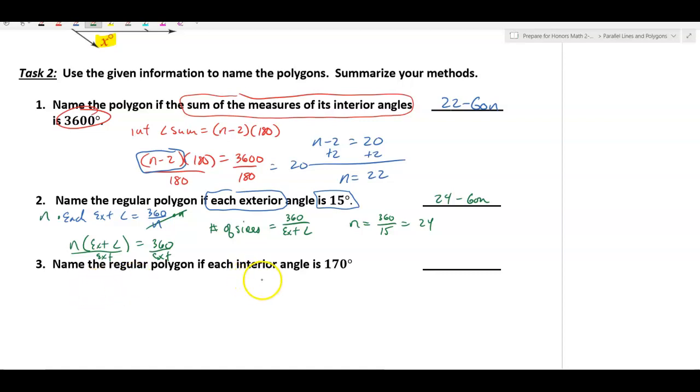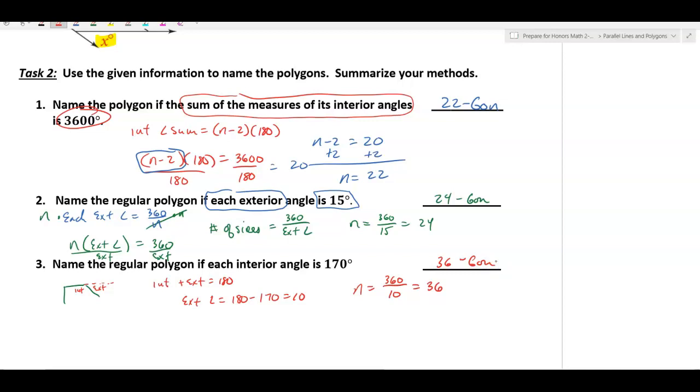And last, name the regular polygon if each interior angle is 170 degrees. Well, here's the thing. There's not enough information to use just the interior angle. But if I extend the side of any polygon, I know the interior angle plus the exterior angle will always add up to 180 degrees. So if my interior angle is 170, my exterior angle is going to be 180 minus 170, which is 10 degrees. Now, like in example 2, the number of sides n is equal to 360 divided by the measure of each exterior angle, which is 10. So this would be 36. So this would be a 36-gon.